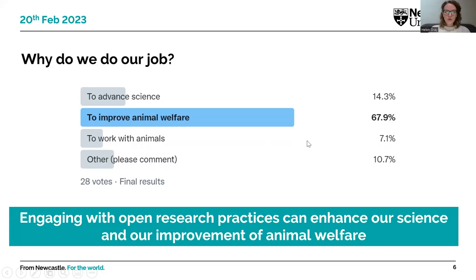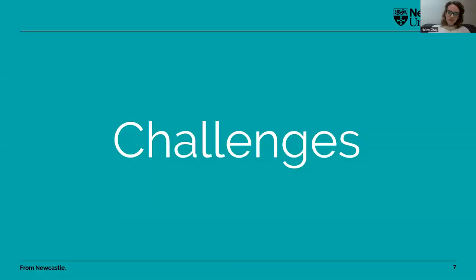So what I'm hoping I can show you in this talk is that by engaging with open research practices, you can enhance your science and we can therefore improve animal welfare. One of the things that I struggled with when first trying to get into the open science, open research literature was that a lot of it is heavily focused around psychology and medical sciences who have been doing this for much longer. And so what I want to do today is give you some examples from my own research of where I think there are barriers or challenges and where there are opportunities. So let's start with the challenges.